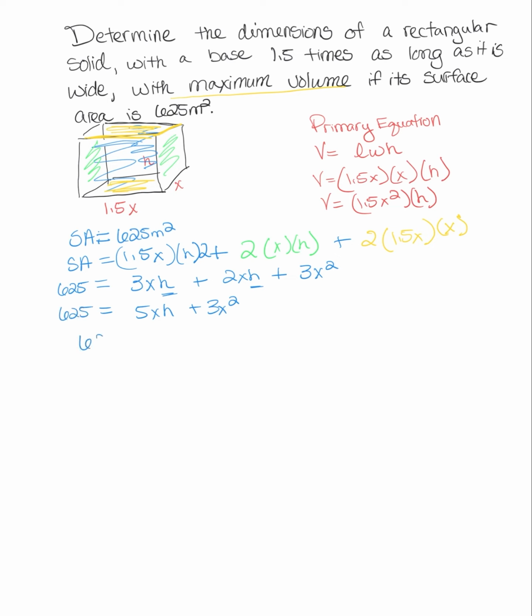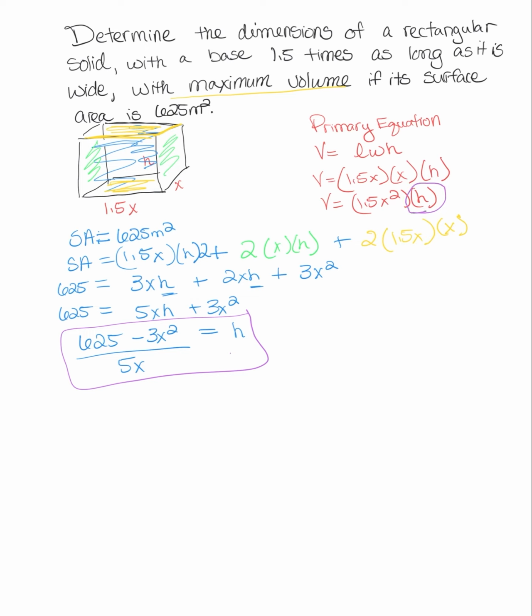I'm going to come over a little bit. 625 equals, oops, let's bring this 3x squared to this side. And then we'll divide by 5x, and that gives us h. So what I did here was I subtracted 3x squared and brought it over. And then I divided by 5x so that way we could isolate h. And now we have an equation that we can use. Now we have an equation that we can plug in for h right here.